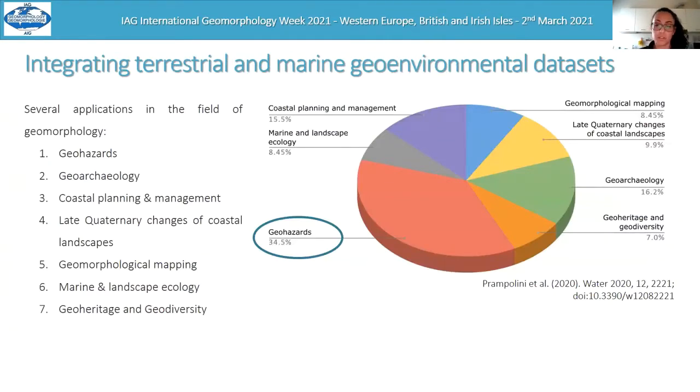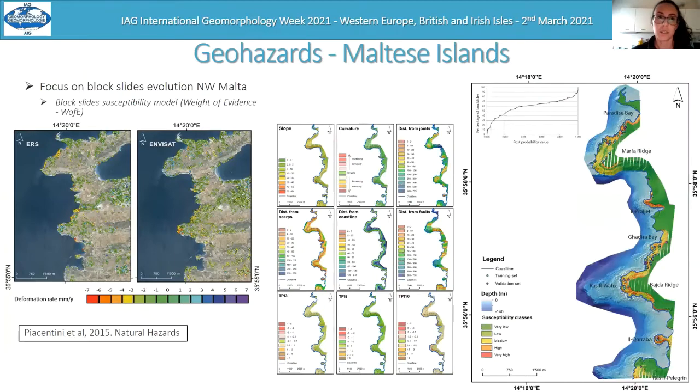Then going to the geohazards, always focusing on the block slides along the northwestern coast of Malta, we were able to produce a susceptibility map of block slides. We exploited the persistent scatterer interferometry results, and we weighted different factors that could influence the triggering and the evolution of these block slides, and we were able to produce the block slide susceptibility map.